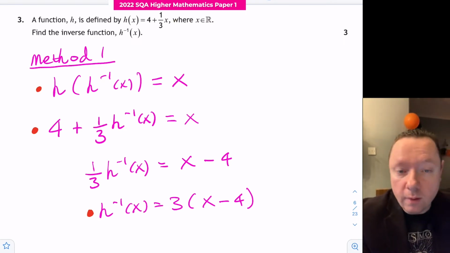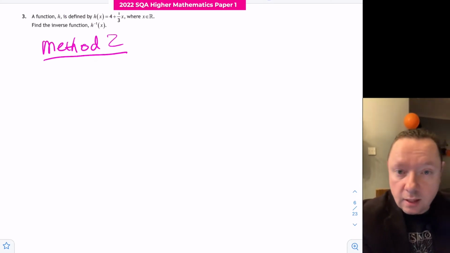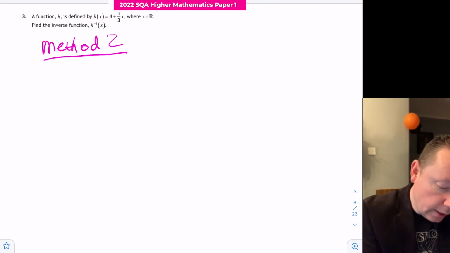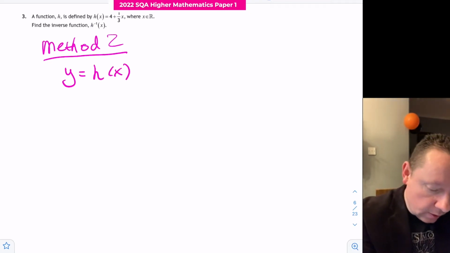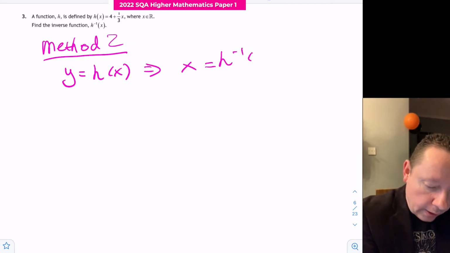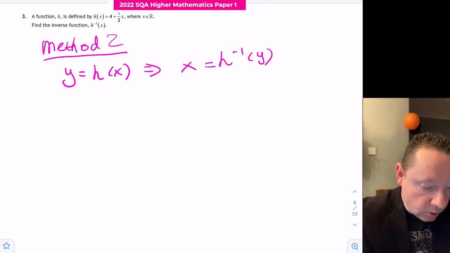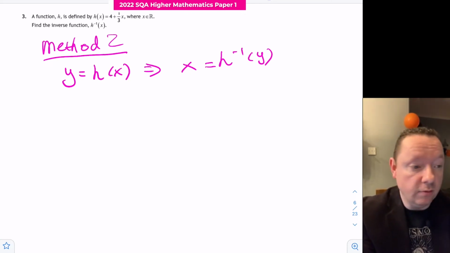And let's go through method 2 for the same question. Method 2 is much more common, I've seen it in the high schools used, where you say that y equals h of x, and that implies that x equals the inverse function of y. In other words, writing y equals the function, if you make x the subject, that gives you the inverse function.